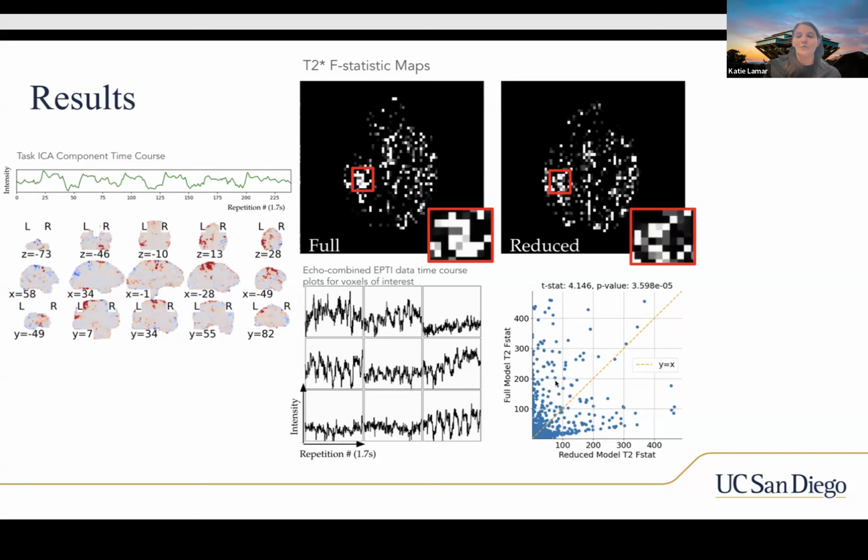Then over on the lower right-hand side, I have included a plot with the full model on the y-axis and the reduced model on the x-axis, which is comparing the T2 F-stats of both of them. What we can notice here is that the t-stat is greater than 0, which shows that the average of all the T2 F-stat values that we calculated were higher for the full model than the reduced model. So it's saying it's more BOLD related than the reduced model had originally predicted, which is another thumbs up for maybe using the full model if possible.